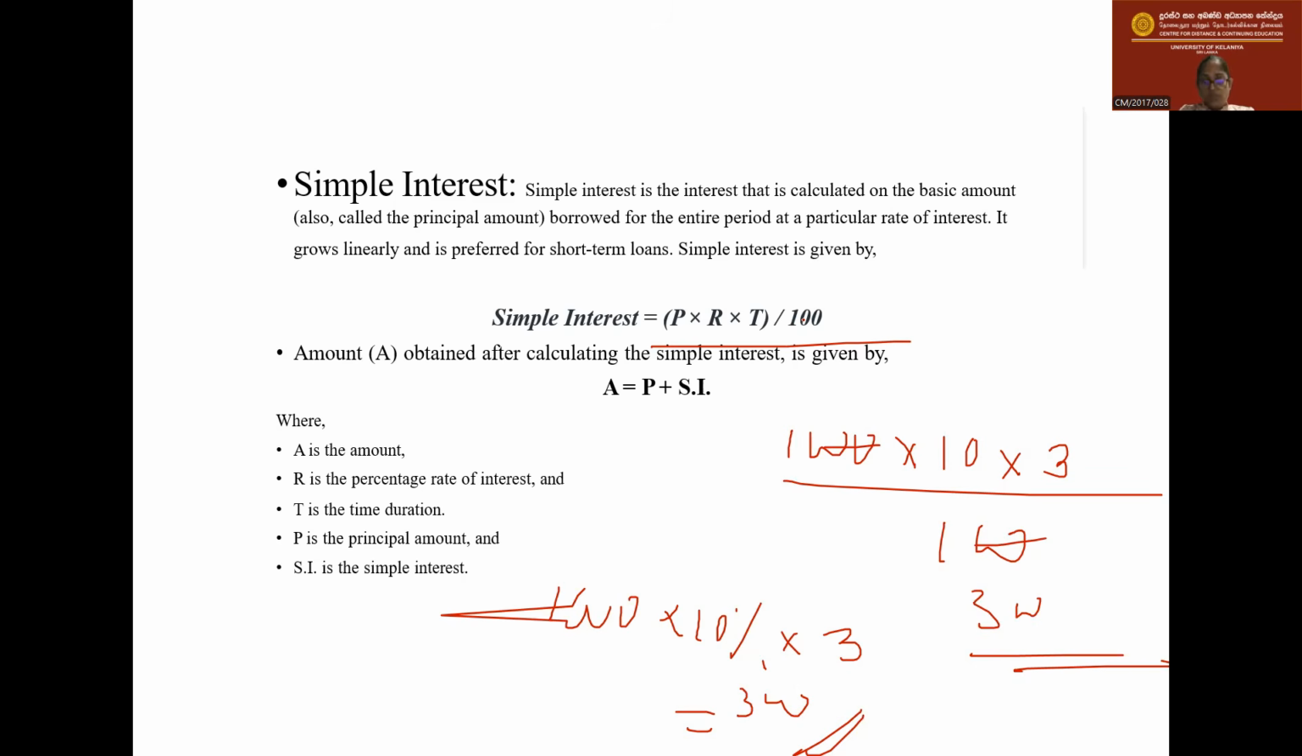Therefore, A indicates the amount, right? Since amount starts with A, that's why here A. R is the percentage rate of interest. T is the time duration. P is the principal amount, and SI means the simple interest, right? Okay.